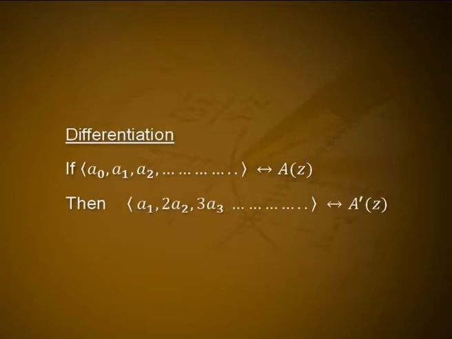Differentiation. If the sequence A0, A1, A2, etc., has the generating function A of z, then the sequence A1, 2A2, 3A3, etc., has the generating function A dash of z.